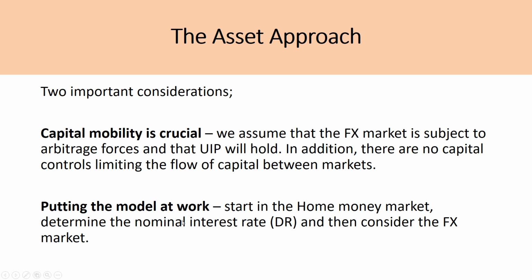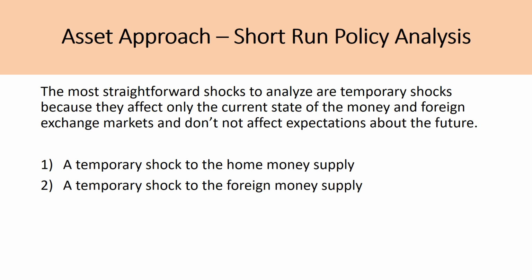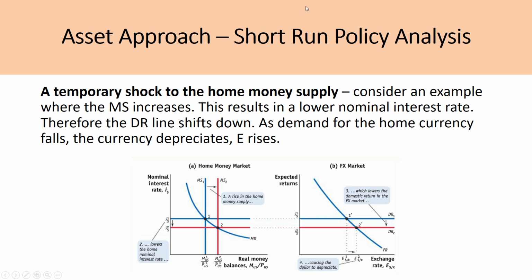In addition, putting the model to work, you start in the home market, as I said, and then determine the nominal interest rate, the domestic return, and then consider how that's reflected in the FX market. The most straightforward shocks to analyze are temporary shocks, because with permanent shocks the expected inflation rate changes. But with temporary shocks, it's just a shift in the lines of the curve, so it's much easier to understand. We'll look at two examples: a temporary shock to the home money supply and a temporary shock to the foreign money supply.